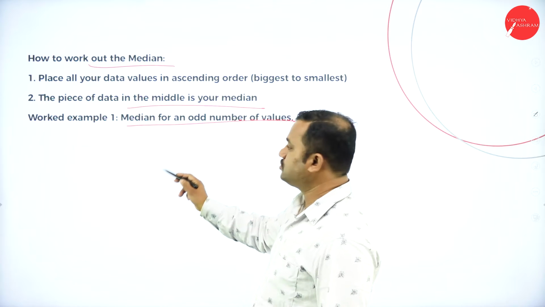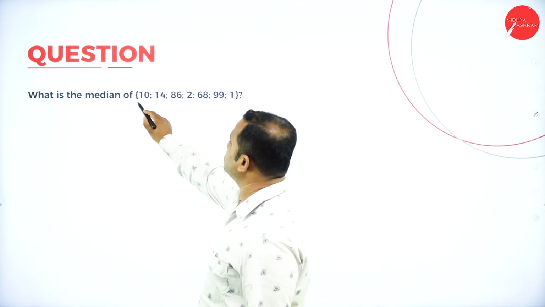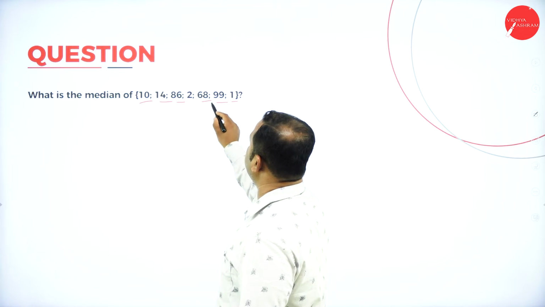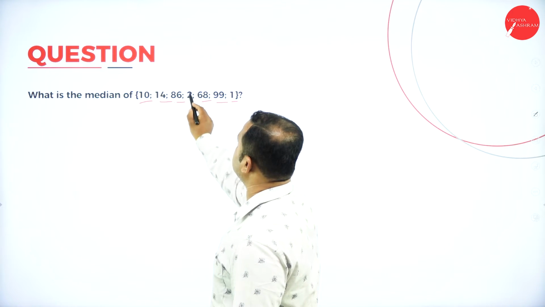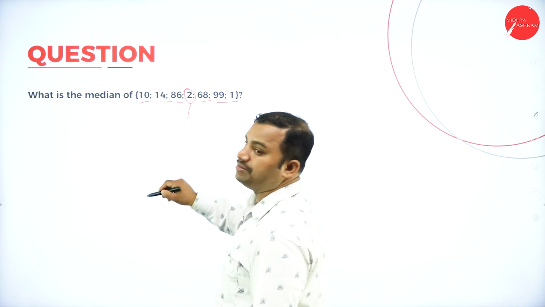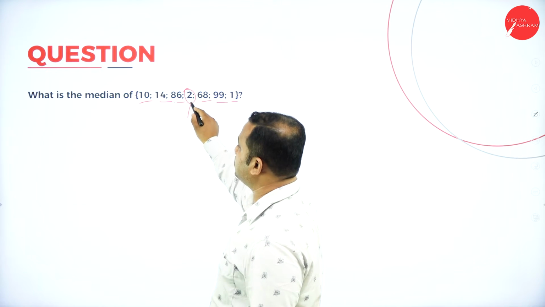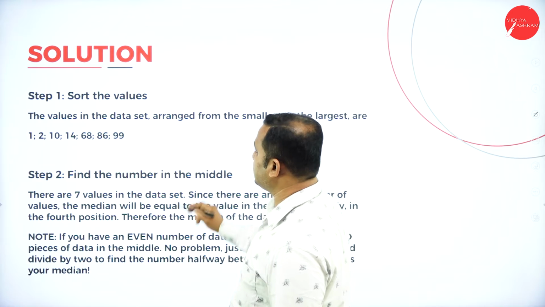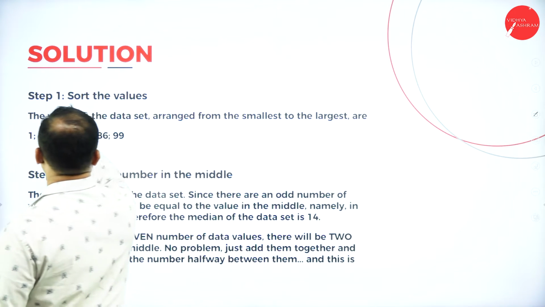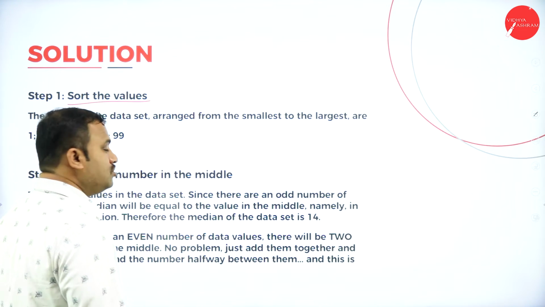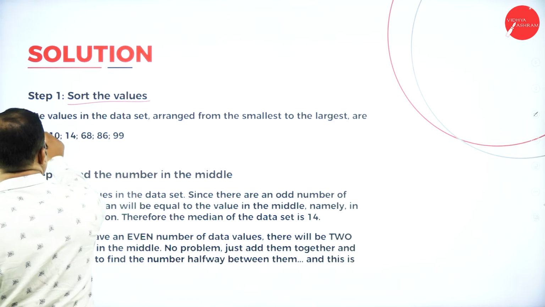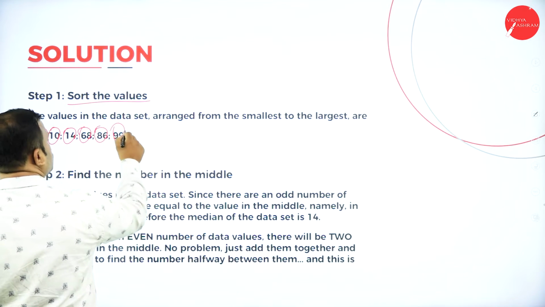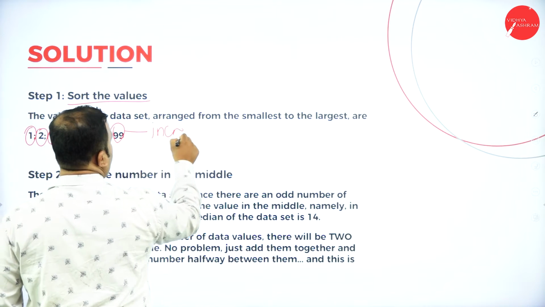For odd numbered values, how can we find out the median? That is 10, 14, 86, 3, 68, 19, 1, 99, 1. We have 3 items towards here, 3 items towards here, and the middle element. That is 7 items in total. For the odd numbered values, what is the median of this? If that is the case, let me take you into this. First, we are going to sort the values, which gives 1, 2, 10, 14, 68, 86, 99. We have sorted it in increasing order.